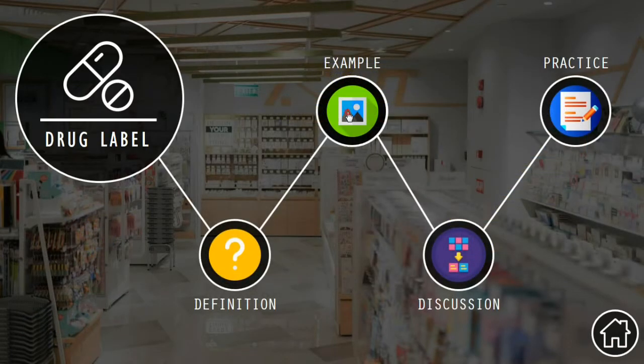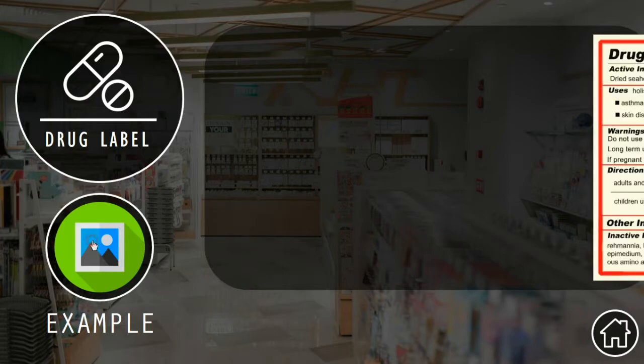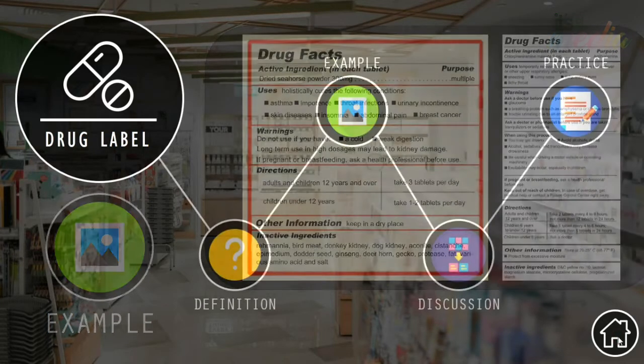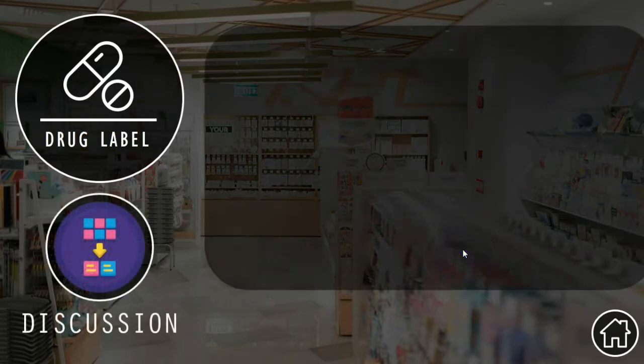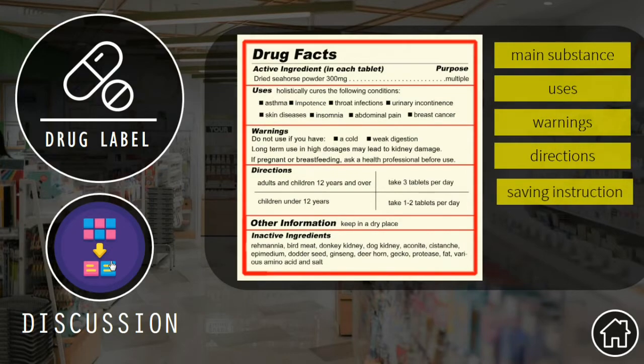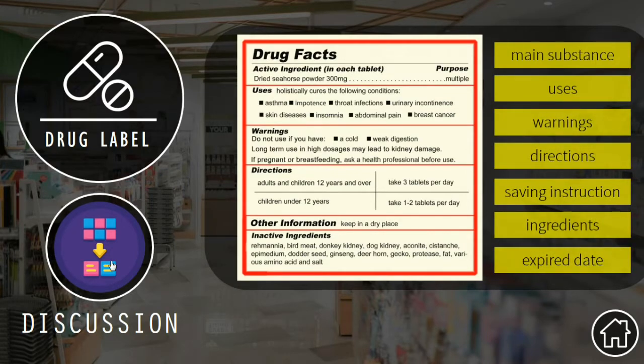Look at these examples to get the idea of drug label. Hopefully, they are still readable for you since the fonts are very small. At least now you know how drug labels look like. When you want to find better examples, Google provides a lot of them. As you can read on the slides, there is a lot of information printed on drug label. They are the drug's main substance, uses, warnings, directions, saving instruction, ingredients, and expired date.